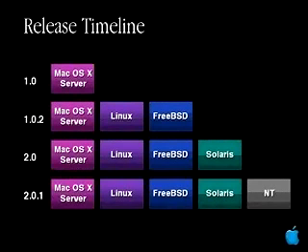So starting with last year, we came out with the initial release of Darwin Streaming Server on macOS 10. And that was pretty big news. It was the first open source, totally open standard, free streaming server on the planet. And a year later, it still is. With 1.0.2, we added support for Linux and FreeBSD. Soon followed that with a 2.0 release that added support for Solaris. And last month, we announced support for NT, which should be ready in just a few weeks. We're still kind of cleaning that up a little bit.